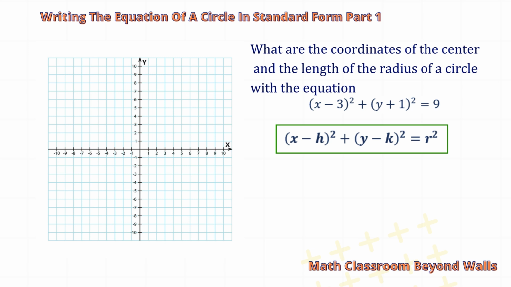Look at the formula equation carefully. The variables x and y are each followed by a minus sign, and the r on the other side of the equation is squared. Our target here is to write the given equation in this form, where the variables x and y are both followed by a minus sign, and the radius r is squared.